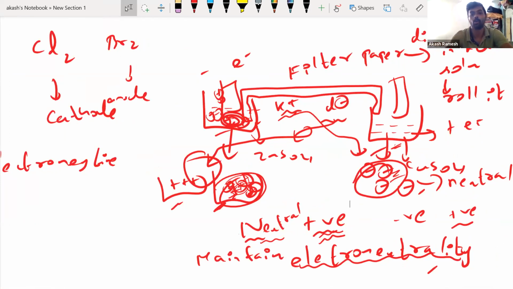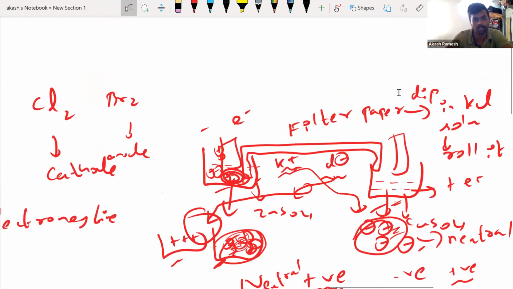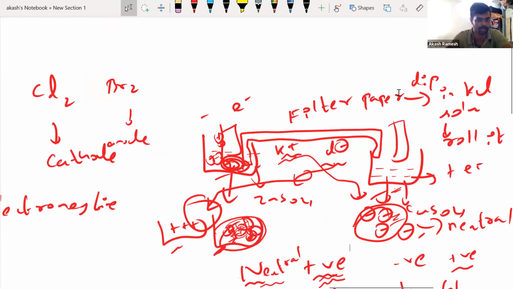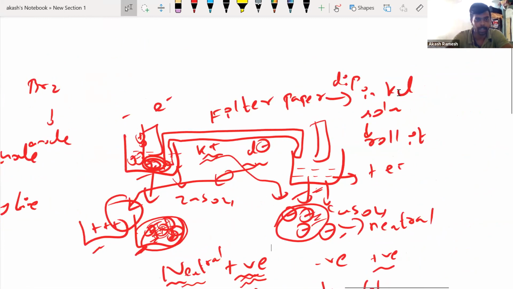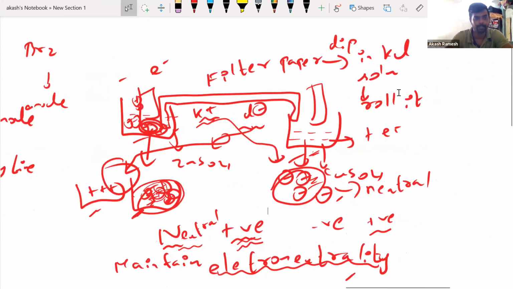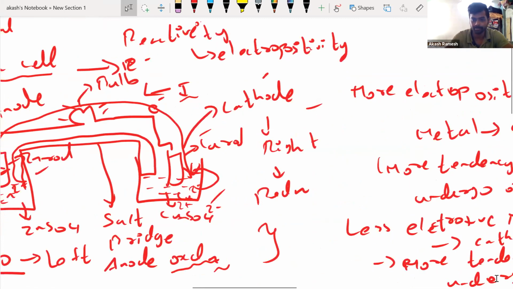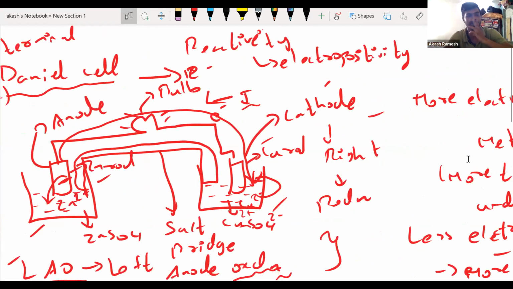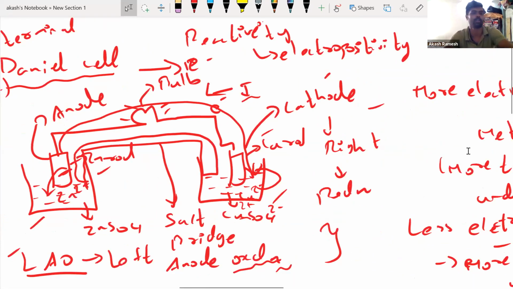Okay, so we understood the role of the salt bridge here and how you make a salt bridge. All this stuff, everything is okay for us. Right. Now, we understood the working. We started the class at 9:45. Okay, fine. So we now understood the entire working of this Daniel cell.